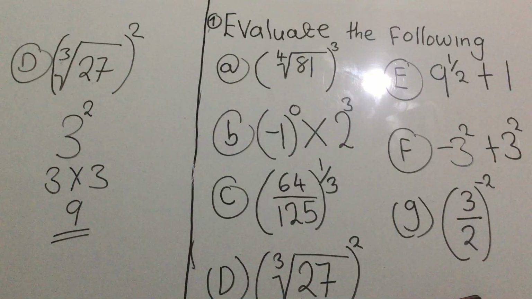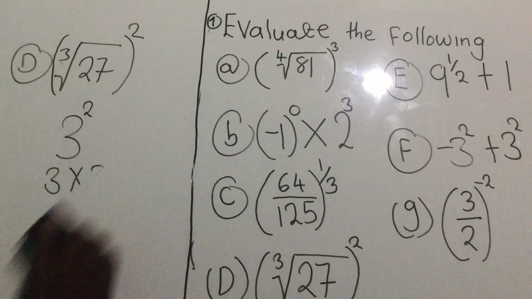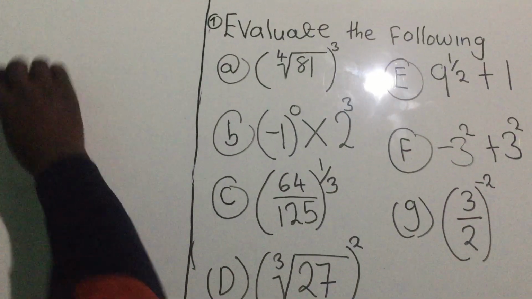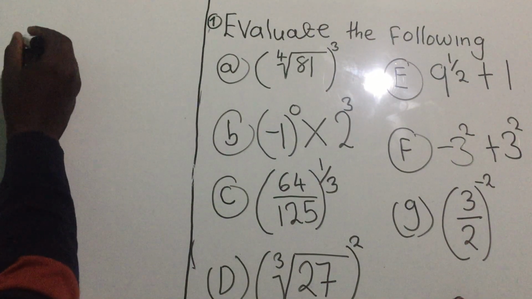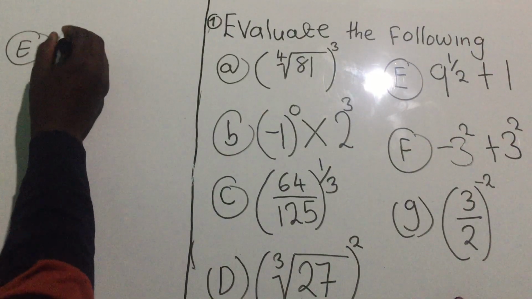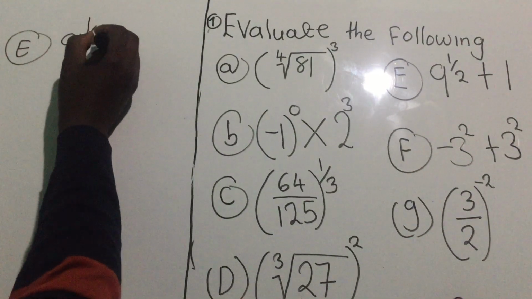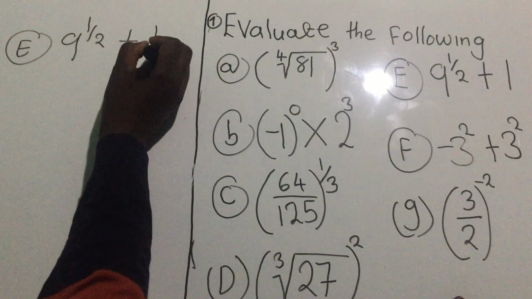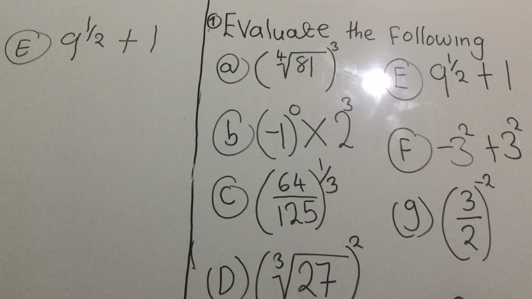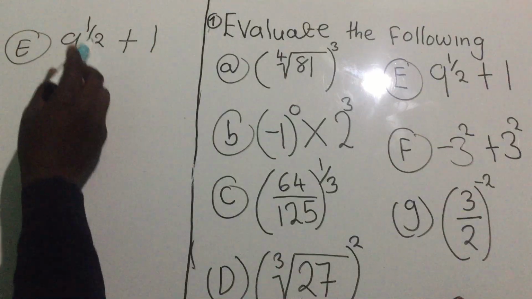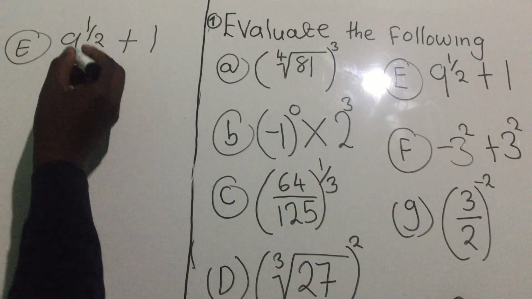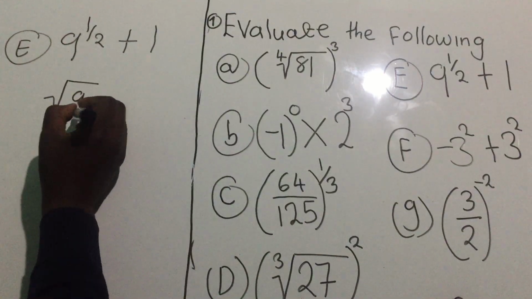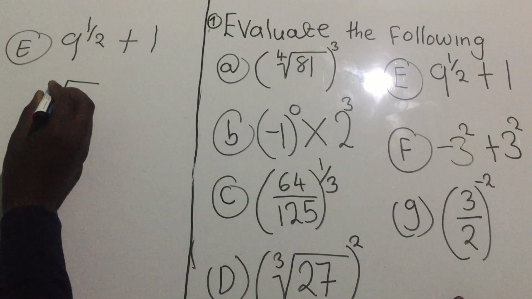So we go to question E. Question E, it says evaluate the same. So question E, it's 9.5 plus 1. This is the question. So have you seen this? 9.5 simply means you get your 9, you put it there. You get this 2, you put it there.